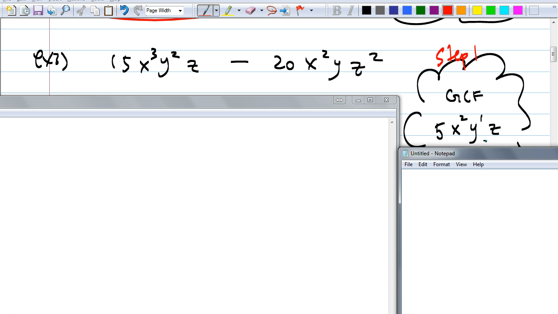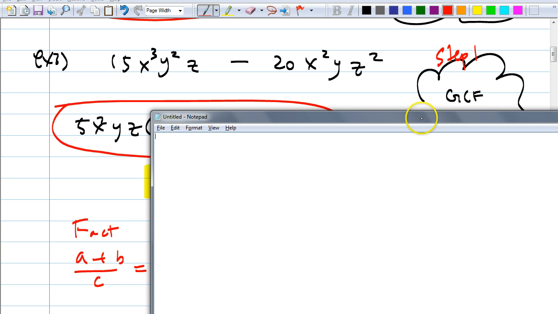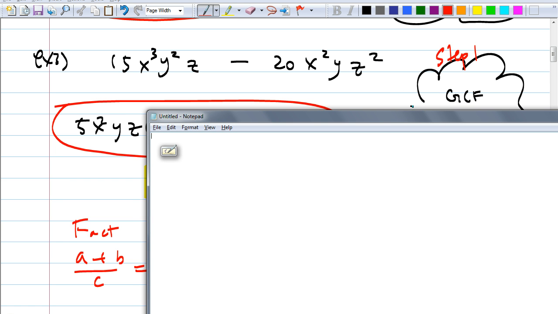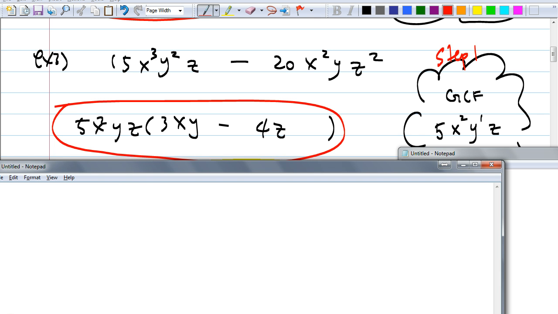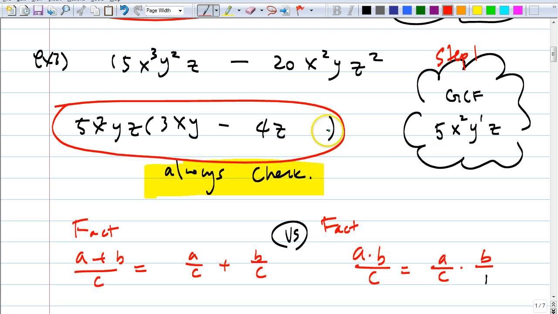Now, knowing that that's my GCF, who can then tell me how to factor this? Claire, can you help me out? I'm going to have, first of all, 5x squared yz, so I have this, and then? There you go. How many got this? Raise your hand. That's your answer. Inside the parentheses, you get 3xy minus 4z, right?